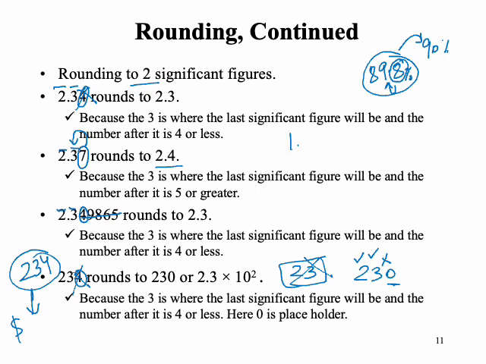Let's try one more example. If I ask you to round this number to 2 sig figs, which means 1, 2, the following digit is 9, so this would become 1.6 and you're done.